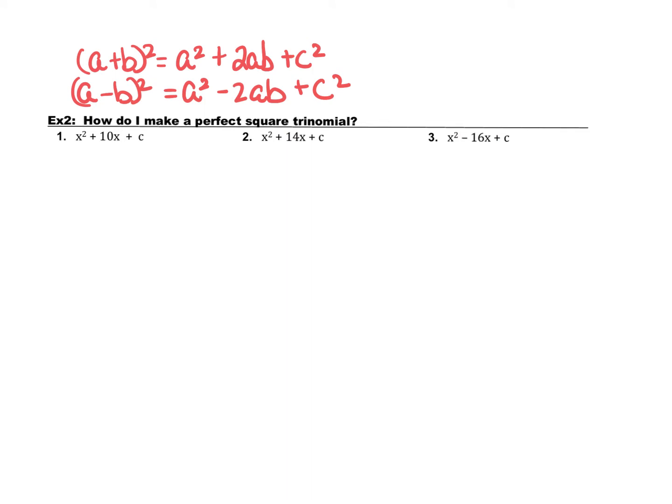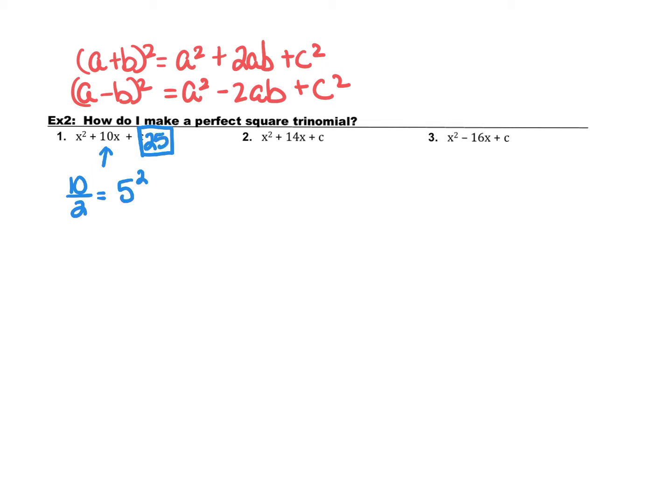All right, so example number 2, how do I make a perfect square trinomial? What we're looking for is this value right here, that's c in our equation. And so what we have here is x squared plus 10x plus something. Remember that in order to find the c, we took 10 divided by 2, and I get 5, and then I'm going to square that, and that's where I'm going to get the c. It's going to be the 25.